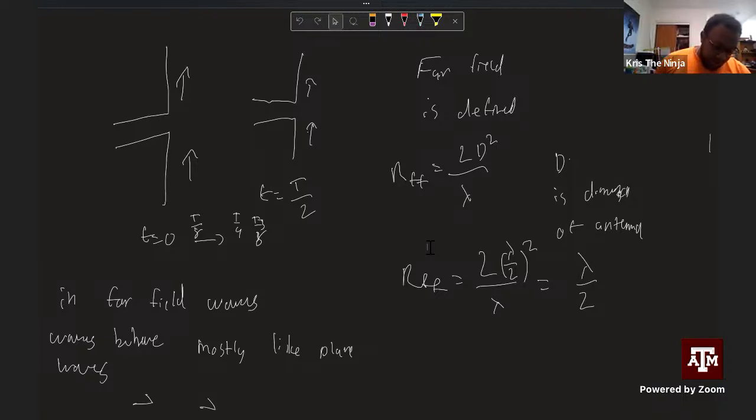And that gives us R_FF. To write this out: 11 meters squared times 2, divided by 2.88 meters, and that equals 83.97 meters.